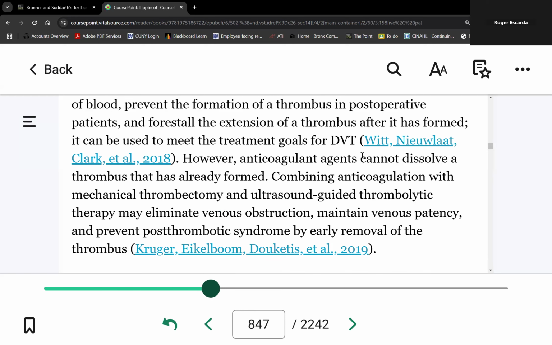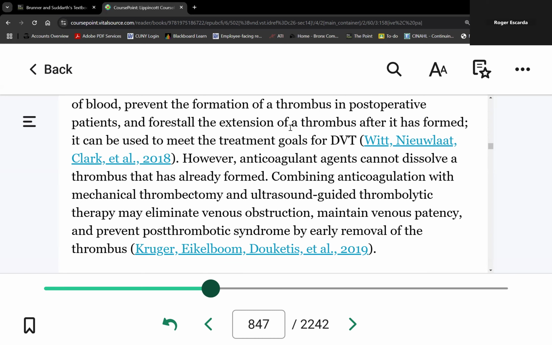Thought-provoking, isn't it? Okay, so to settle the controversy, this is what we do. 30 years ago, the activity order for patients with DVT was bed rest. Not anymore, because we discovered that putting them on bed rest actually promotes the formation of more blood clots.